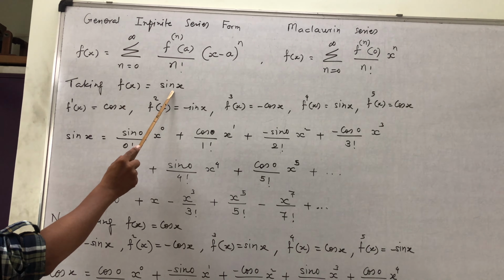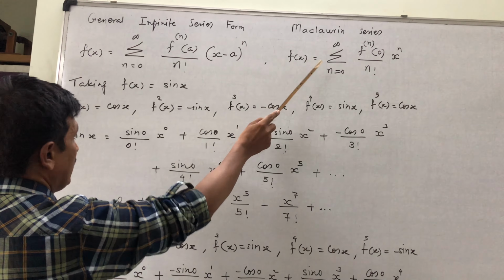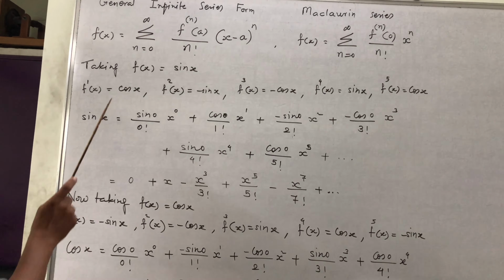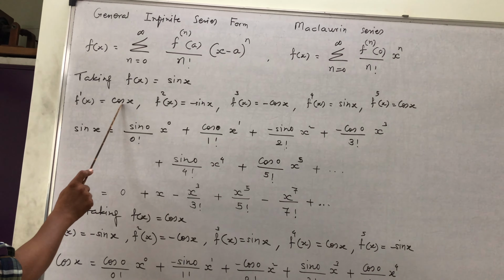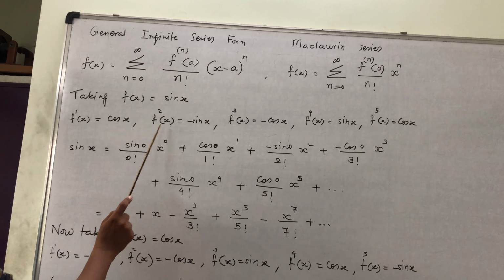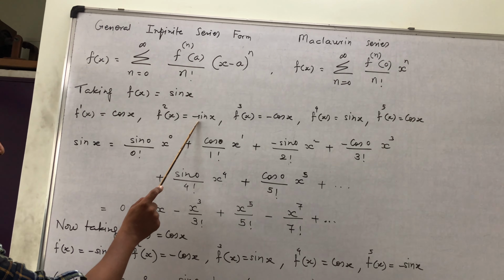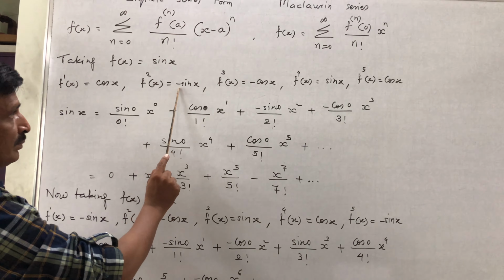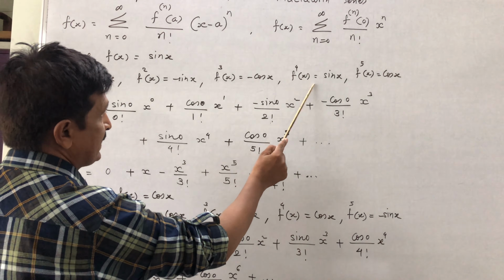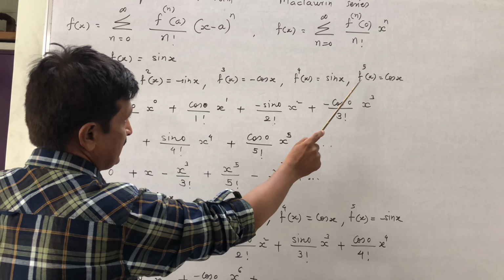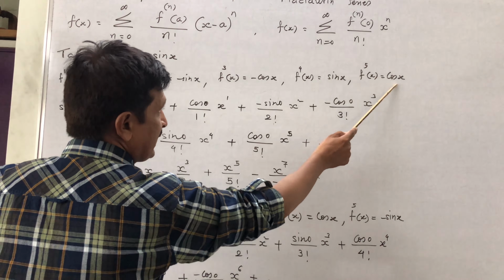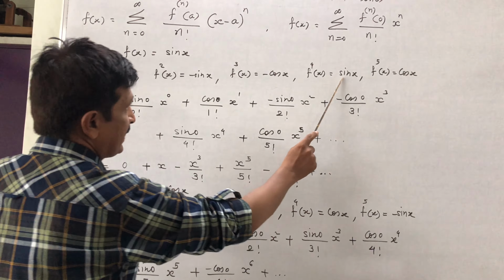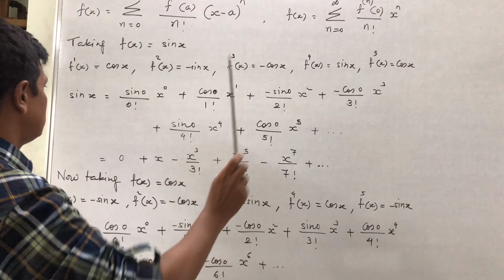Taking f of x equal to sin x, using this formula. So f dash x is cos x, f2 of x, the second derivative, is minus sin x, f3 of x is minus cos x, f4 of x is plus sin x, f5 of x is cos x, derivative of sin x is cos x, and so on.